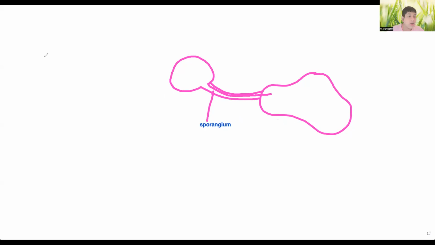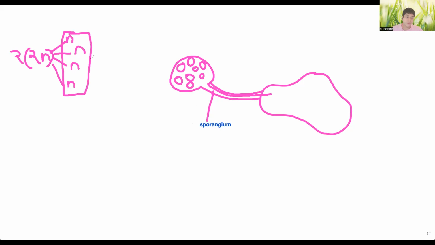haploid spores are created. What is meiosis? 2n gives rise to 4n. So 2n will split into 4. One diploid nucleus will split into 4 haploid nuclei. So you get your haploid nuclei here. There were 2 diploid nuclei, so all of this gets multiplied by 2. You get 8 haploid nuclei.